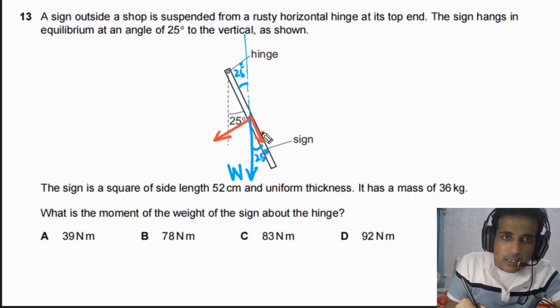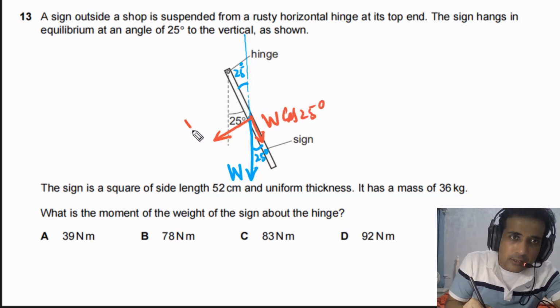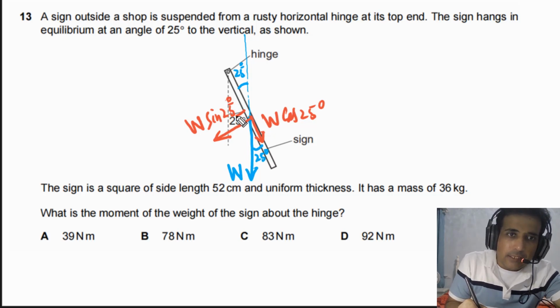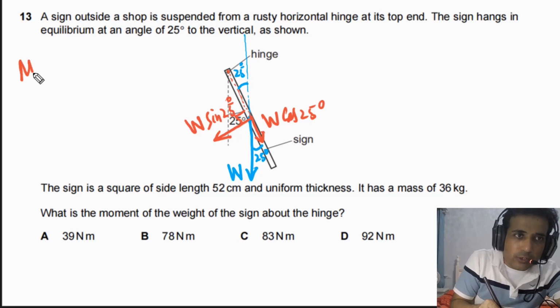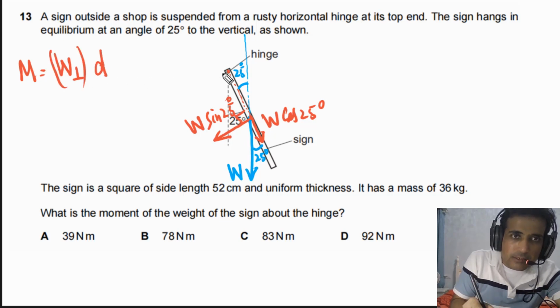In this case, the component with the angle will be W cosine of 25 degrees, and the component opposite to the angle will be W sine of 25 degrees. Now if you look at the angle between the line joining the hinge and the point of action of the weight, the angle is 90 degrees. So simply we can calculate the moment, which will be equal to the perpendicular component of the weight times the distance from the pivot.